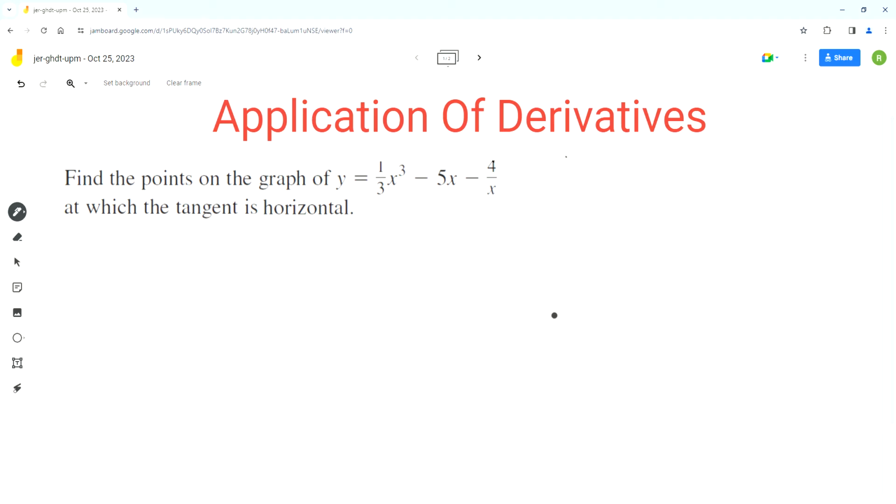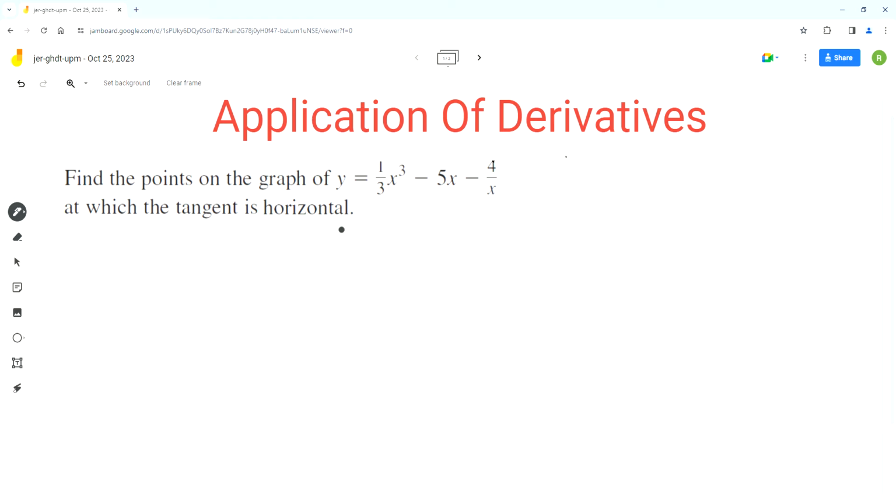So in this video, we'll solve this problem based on the concepts of derivatives. We have to find points on the graph of y equals 1 over 3 x cubed minus 5x minus 4 over x at which the tangent is horizontal. As you may know, a tangent is a line. So if the tangent is horizontal, that means its slope is equal to 0.